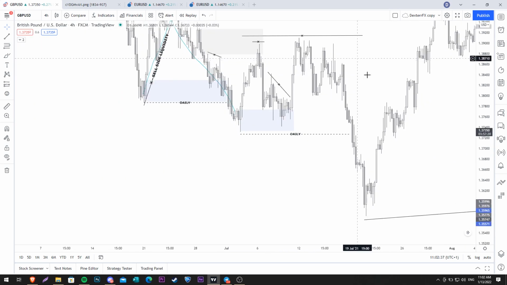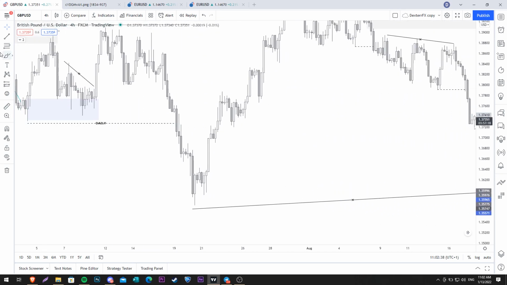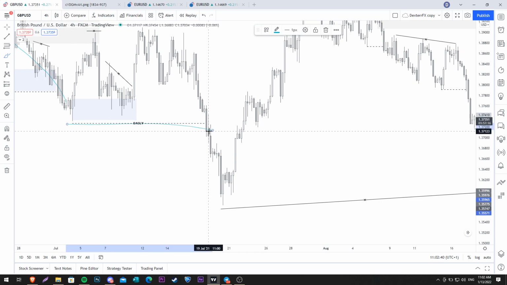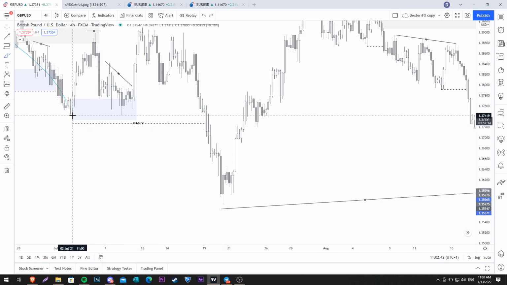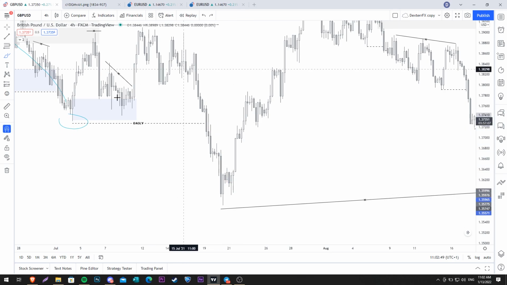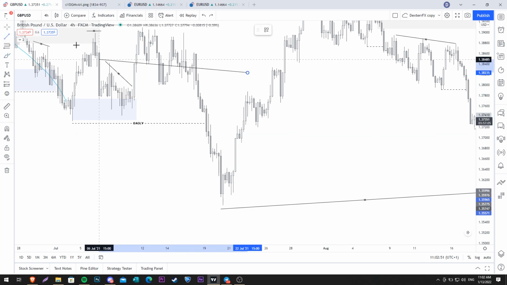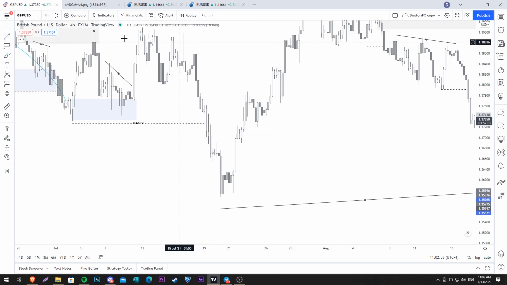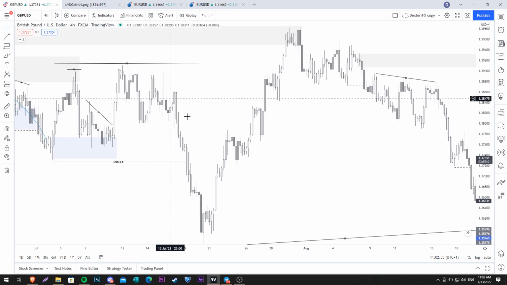Okay, same way here. Now we have all of this daily range broken. All of the buyers' liquidity that we have here become sellers. That's why we have a big move to the downside. We have many liquidity pools to fill on this leg.